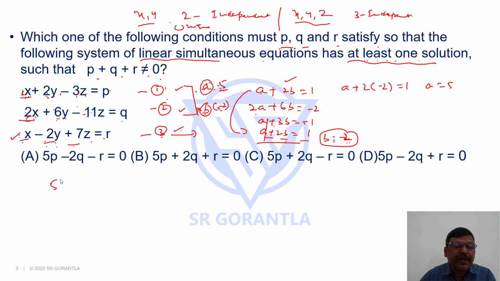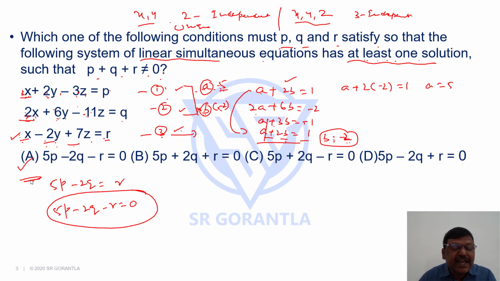5 into p, 5p, minus 2 into q, 2q should be equal to r. Or if I bring r this side, 5p minus 2q minus r equals 0. That means the answer is choice A. This is how your linear dependency questions are discussed.